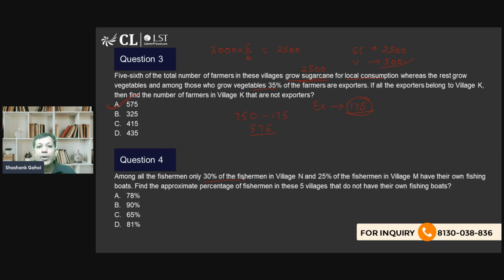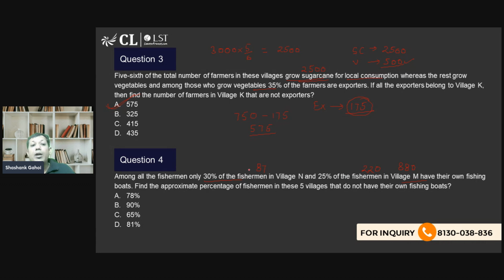So 30% of 290 is going to be 87. Okay. What is the number of fishermen in village M? I know that is 880. So 25% of 880 is going to be 220.